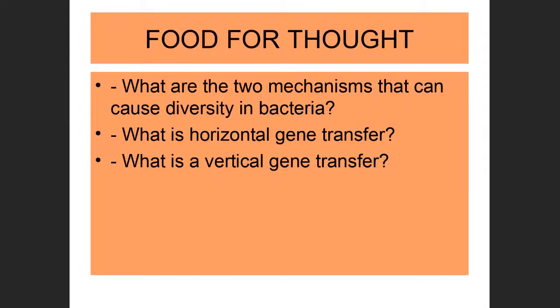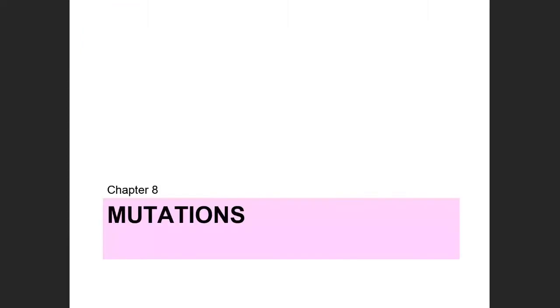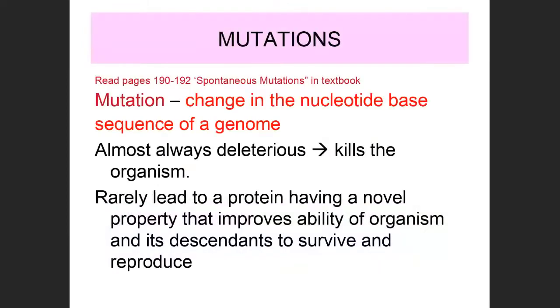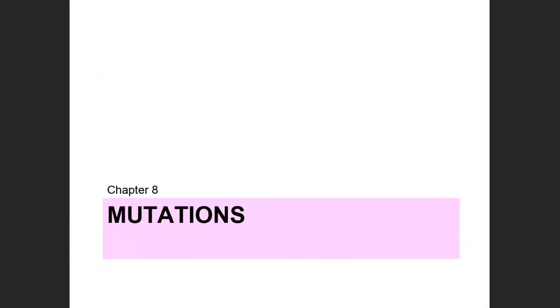All right, so you should know the two mechanisms that can cause diversity in bacteria: vertical, which is mutations, and horizontal, which are conjugation, transduction, and transformation. Okay, so we're going to talk about mutations first.